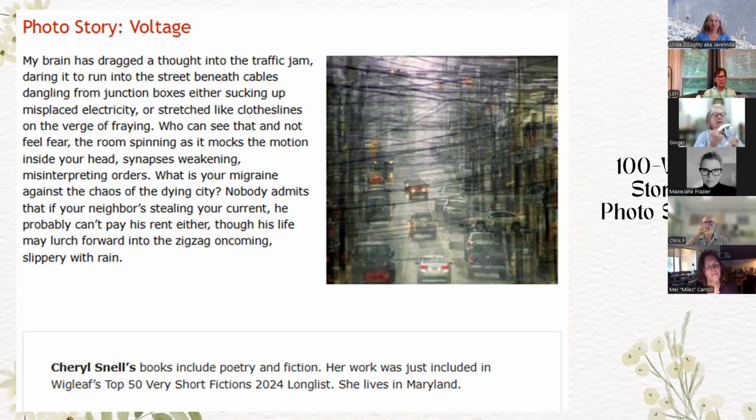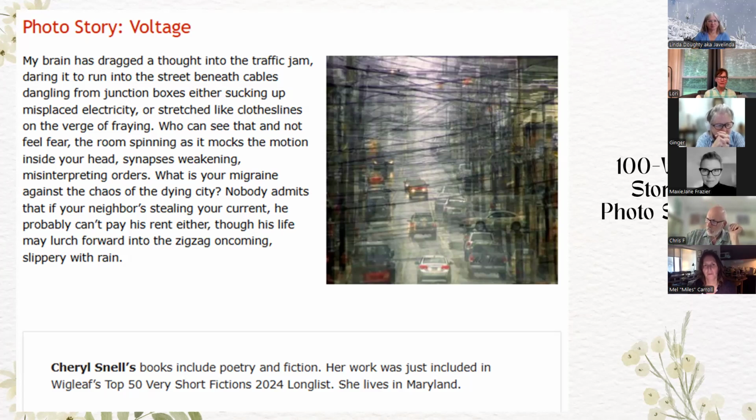My brain has dragged a thought into the traffic jam, daring it to run into the street beneath cables dangling from junction boxes, either sucking up misplaced electricity or stretched like clotheslines on the verge of fraying. Who can see that and not feel fear? The room spinning as it mocks the motion inside your head, synapses weakening, misinterpreting orders. What is your migraine against the chaos of the dying city? Nobody admits that if your neighbor's stealing your current, he probably can't pay his rent either, though his life may lurch forward into the zigzag oncoming, slippery with rain.